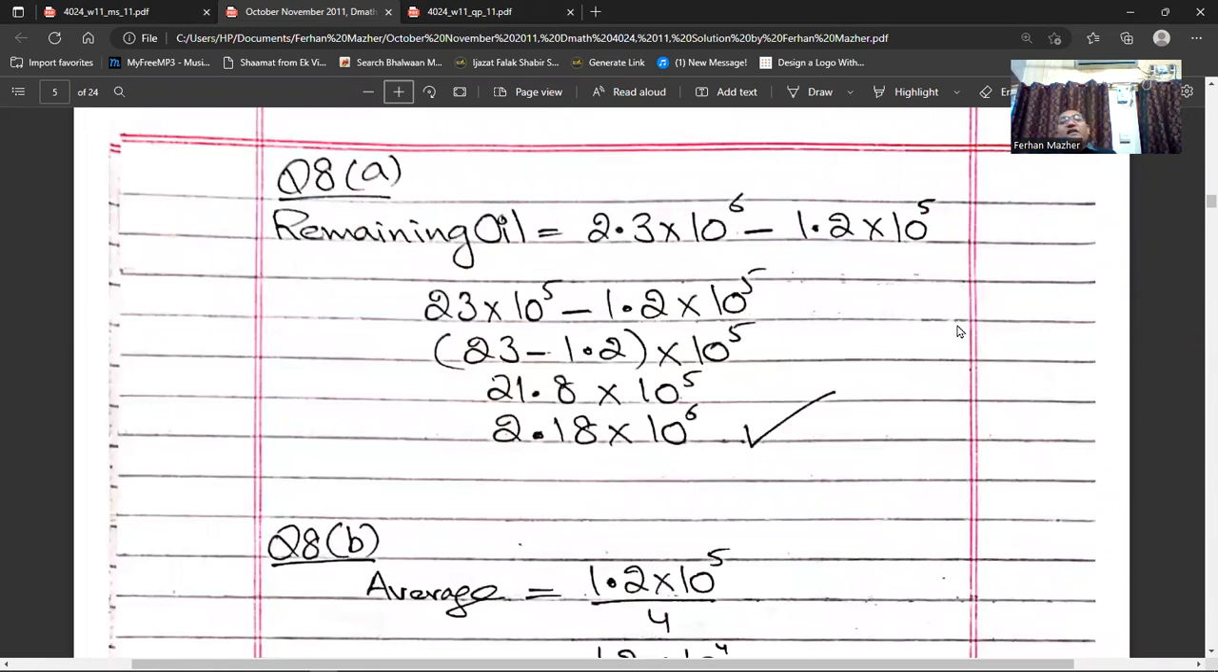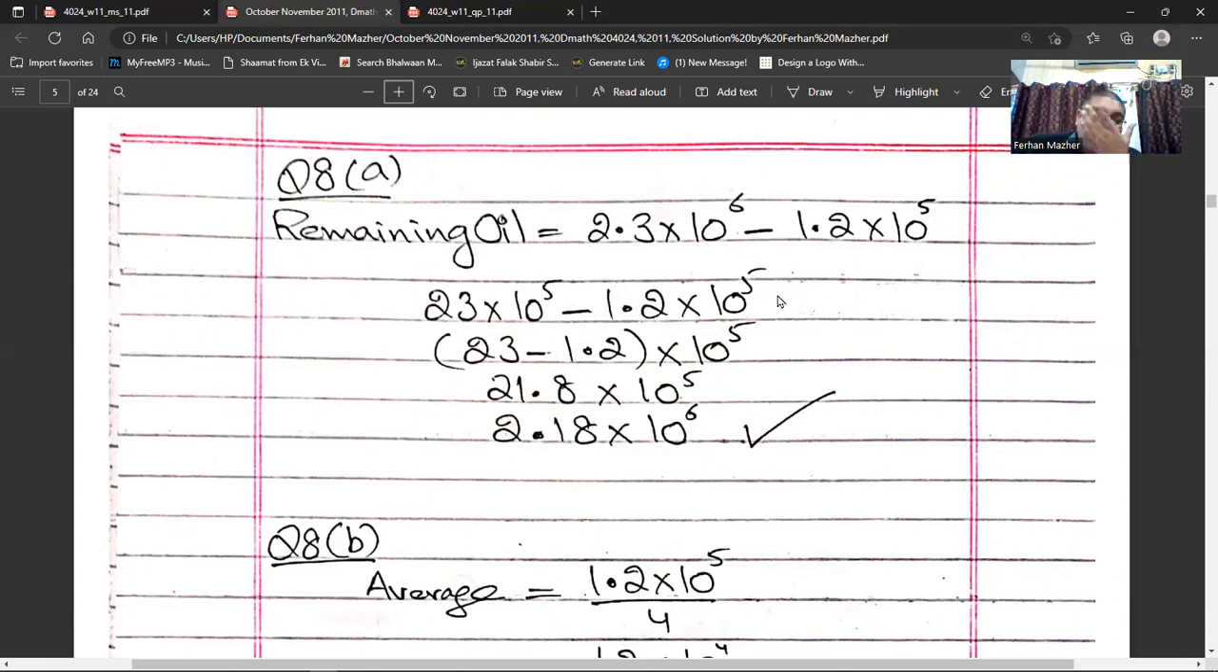For example, the remaining oil will be 2.3 × 10^6 minus 1.2 × 10^5. I will make this also 10^5. For this purpose, I will move this decimal 1 step to the right, so this will also become 10^5. So this 10^5 and this 10^5 will be taken as common. Now it becomes 23 × 10^5 minus 1.2 × 10^5.